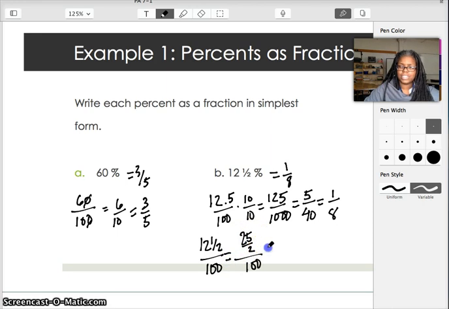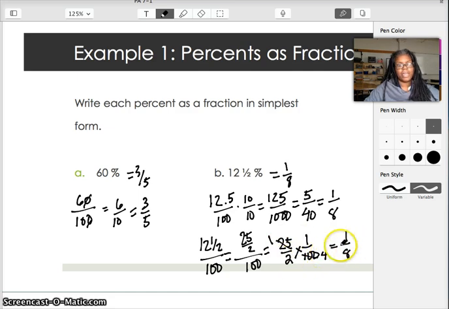How do I divide fractions? Back in chapter 3, we talked about this. 25 over 2 times the reciprocal of the denominator, that's 1 over 100. And we can cross cancel beautifully. We see that 25 goes into itself 1 time, and 25 goes into 100 4 times, and you see we still get the 1/8 when we multiply 1 times 1 and 2 times 4. So there are many ways to attack these problems, but the ultimate piece is that you need to put the percent over 100 and reduce it as best you can.